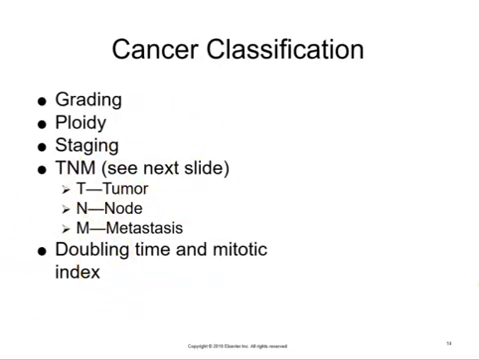The staging we'll go over more on the next slide, but the T refers to the tumor, the N refers to the number of lymph node involvement, and the M is the metastasis. Doubling time and mitotic index, that is the growth index, which is the rate at which a tumor grows. For example, 10% would be a slow growing tumor, where 85% would be fast growing.